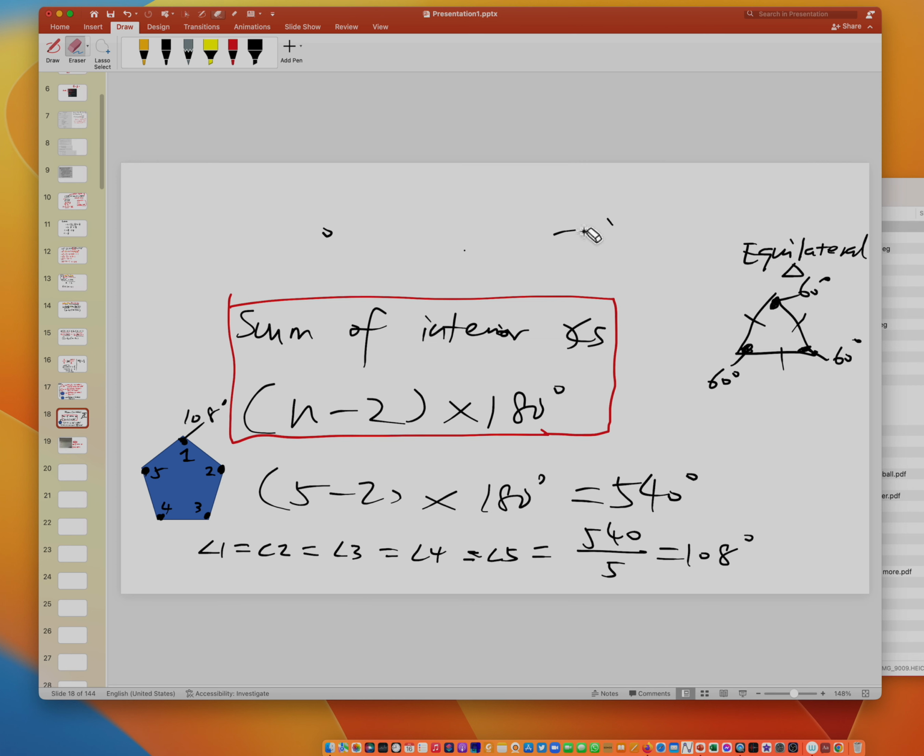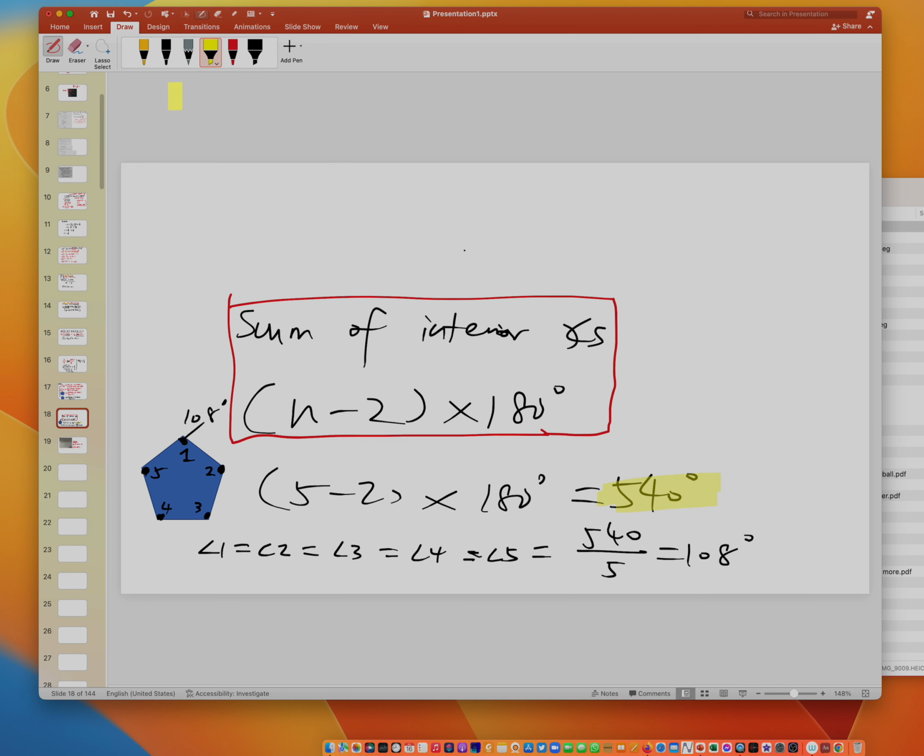Let's go to Pentagon again. So, to find the sum of interior angles, what I can do is use (5 minus 2) times 180, and I get 540, right? That's the sum, right? So the sum is 540.